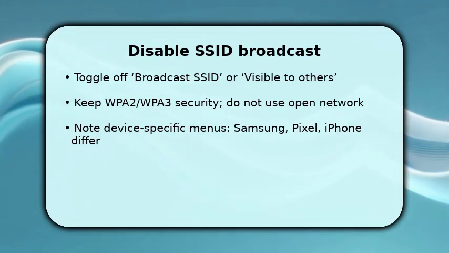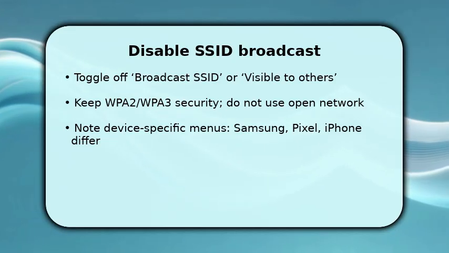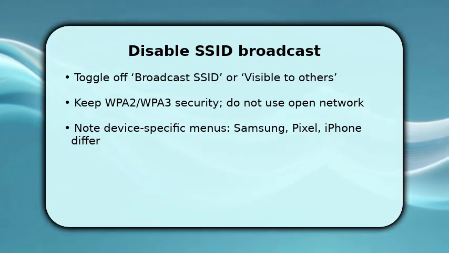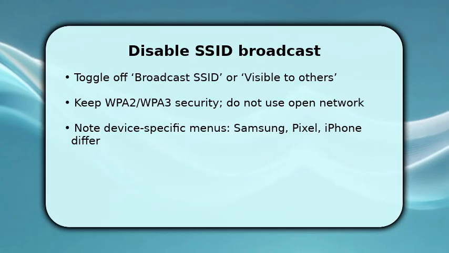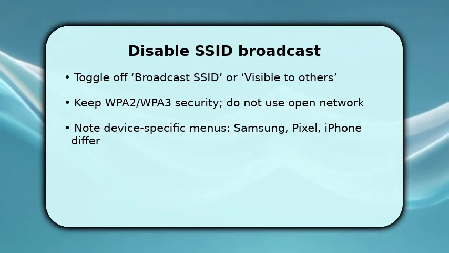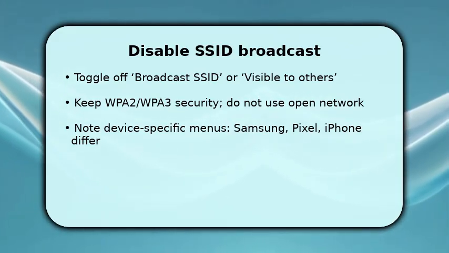If your phone uses vendor labels like Samsung or Pixel, follow the equivalent option name. On some platforms, it sits under Advanced. After disabling broadcast, test by scanning from another device to confirm the hotspot.